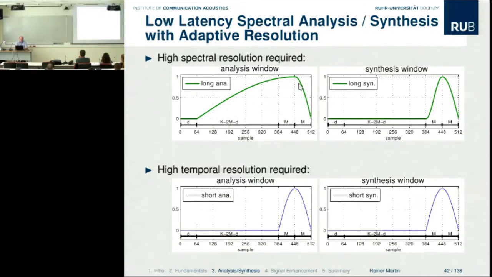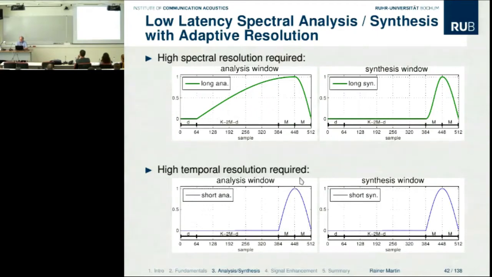And why is this the case? The trick is that the right-hand slope of this window function is always the same function. So it could be, for example, the right-hand side of a square root Hann window. So the right-hand side is always the same here and also here and here and here. So when you multiply them, you always get a Hann window on the right-hand side. And by design, you also make sure that when you multiply the analysis and the synthesis window, you also get a Hann window on the left-hand side.